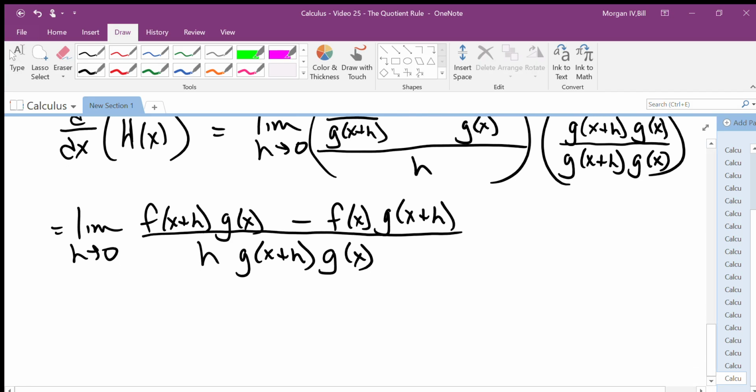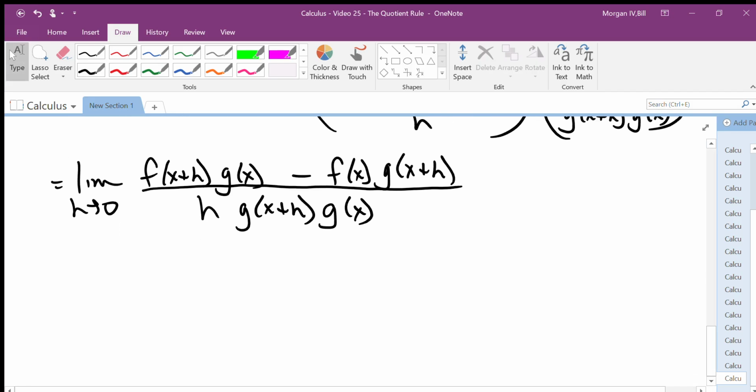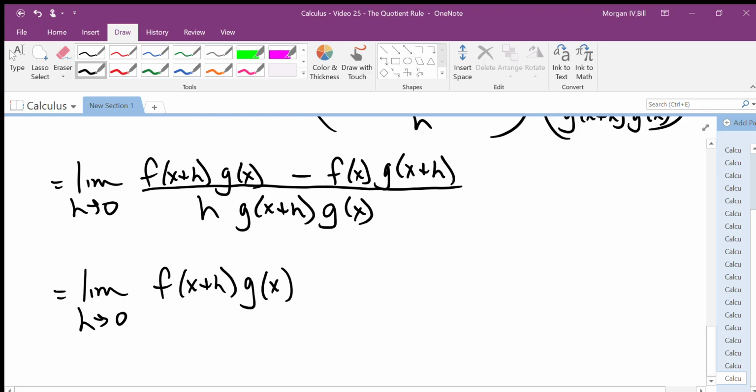Now we want to do the kind of trick where we add and subtract the same thing. So we want the limit as h goes to 0. Now last time, I believe we added and subtracted, I can't remember if it was f of x times g of x plus h or f of x plus h times g of x. It was one of those two. In this case, last time, when we did the product rule, in this case we have f of x plus h times g of x. We want to subtract f of x times g of x and add f of x times g of x. So we haven't changed anything there, we've just added and subtracted the same thing.